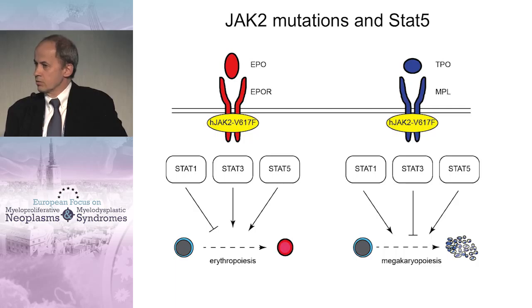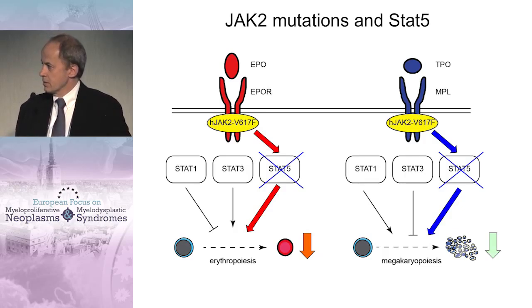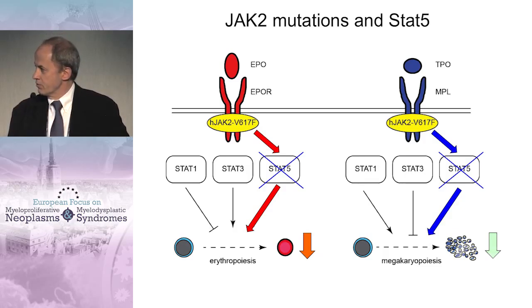And I will focus mainly on two cytokine receptors, EPO receptor with its ligand, and the thrombopoietin receptor MPL and its ligand. And so the consensus is that STAT5 is an important mediator of signals generated by these two receptors. And the JAK2, the mutated JAK2, amplifies the signals coming from the EPO receptor and from the TPO receptor, such as to increase the blood in peripheral blood.